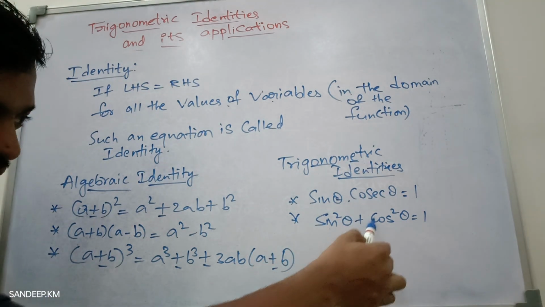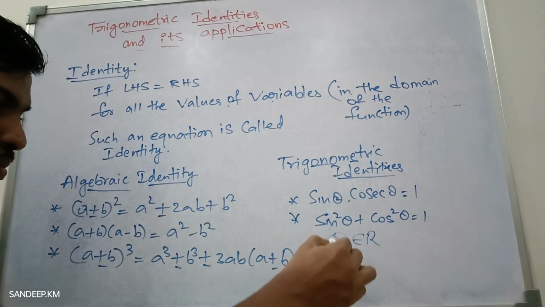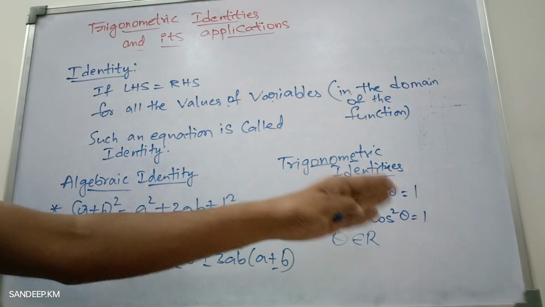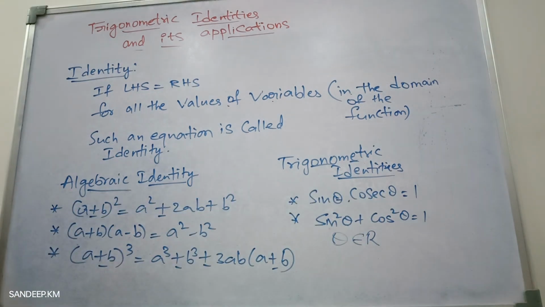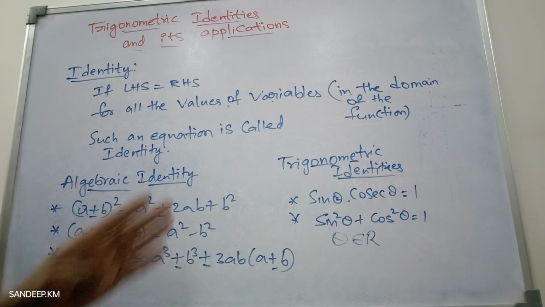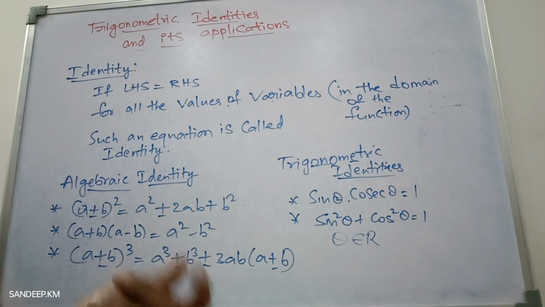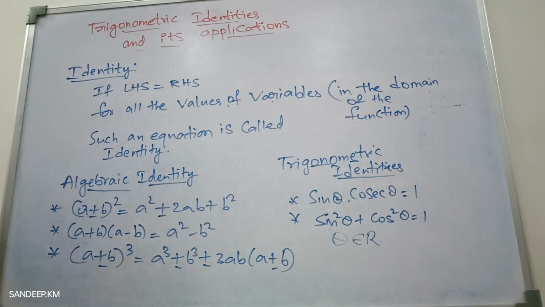Because the domain of sine theta and cos theta is any real number. So these are some trigonometric identities where LHS is always equal to RHS for every value of theta in the domain of those functions. Sin theta into cosec theta is 1. Sin square theta plus cos square theta is 1. Few more identities: tan theta into cot theta is always equal to 1, but remember, theta must be in the domain of tan theta and also cot theta. Same way, cos theta into sec theta is equal to 1.